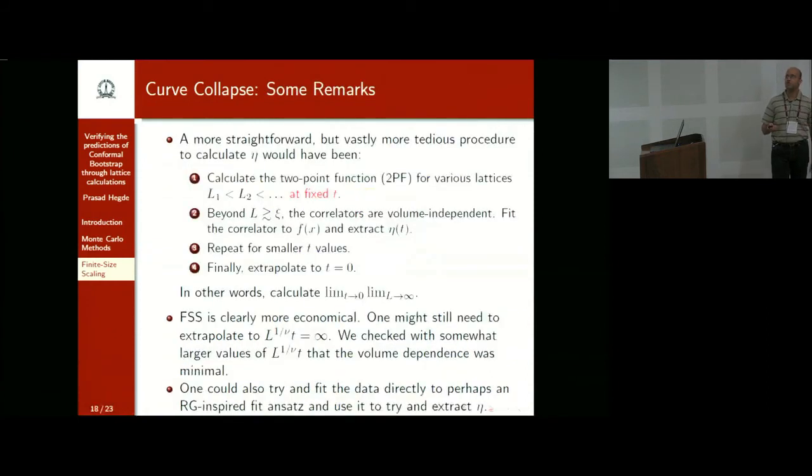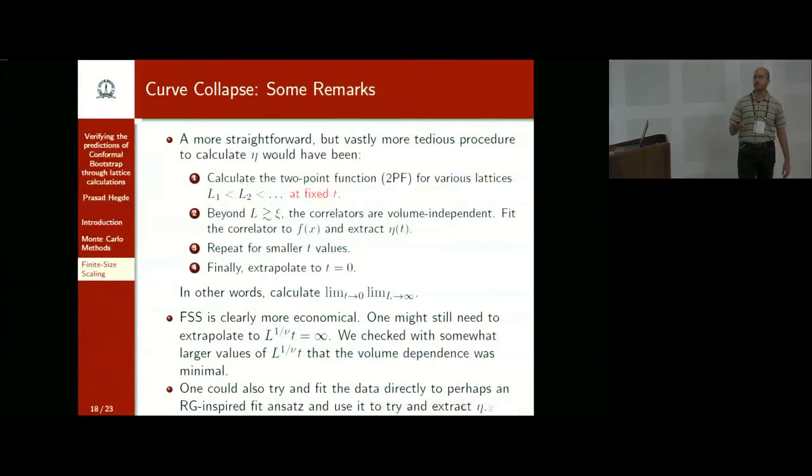A more straightforward but more tedious procedure would be, since you fix t to some non-zero value, get the 2-point function for larger and larger lattices until it saturates somewhere. Then you know you have an infinite volume example. Reduce t a little more, do the same thing. A little more, do the same thing. Now you have to do even larger lattices, and finally you extrapolate to the critical point. That's doable, but you can see that clearly it's more economical. We still need to extrapolate to L to the 1 by nu t equals infinity.